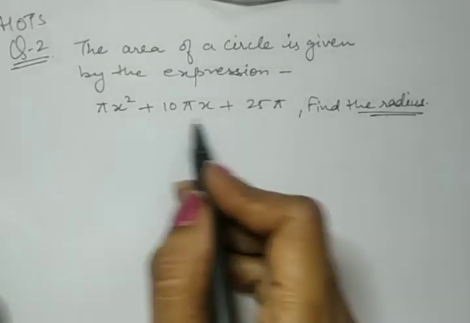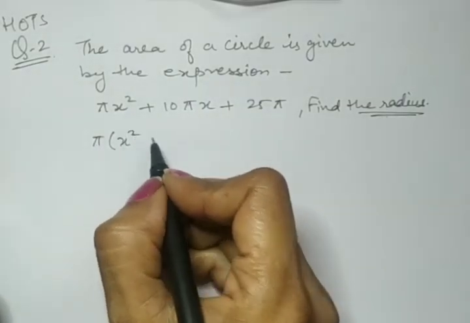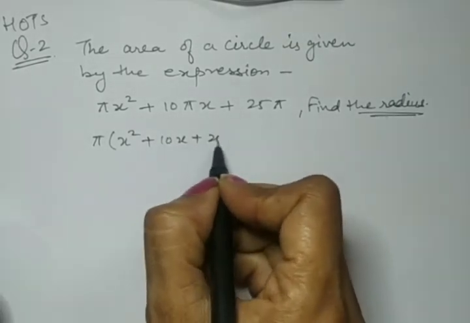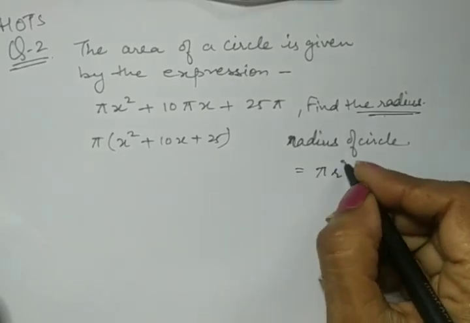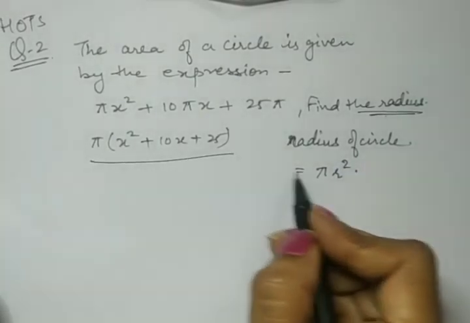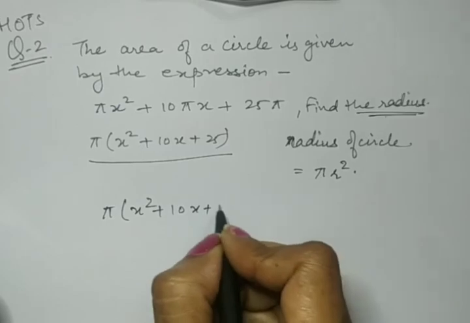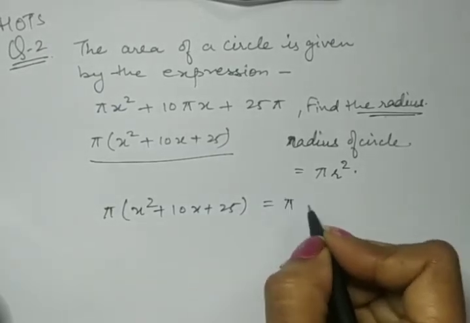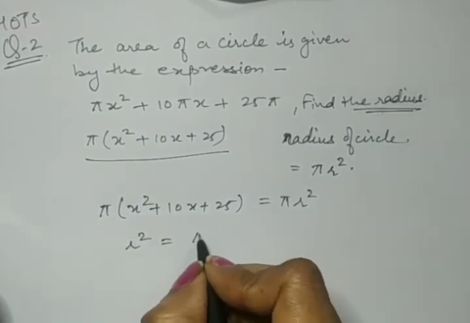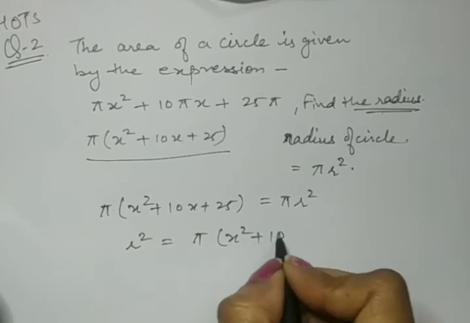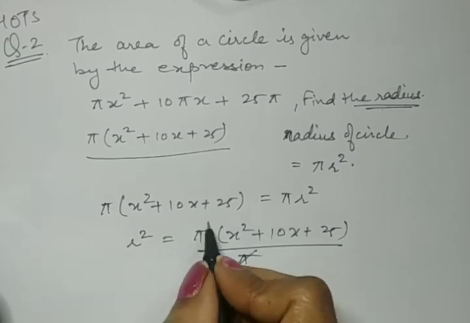Dear students, take pi as common from this expression, so we are left with pi bracket start x square plus 10x plus 25, and we know the area of a circle is equal to pi r square. So this expression is equal to this, so we can write it as pi x square plus 10x plus 25 is equal to pi r square. Now we can write it as r square is equal to pi x square plus 10x plus 25 divided by pi. Pi cancels with pi.